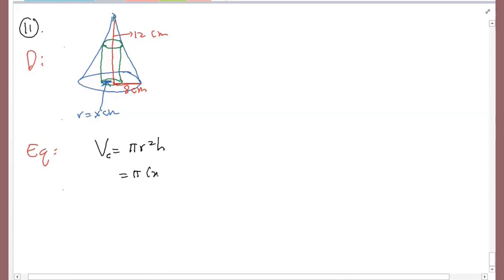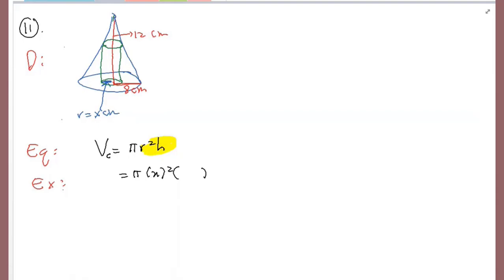Okay, x squared. Then the problem is h. Because we need to reduce to one single variable to find this volume V. So how do we get rid of one of the variables r and h? R is given as x. We want to get rid of h, because we need the variable x. From the given info, what is the relation between the two variables r and h?